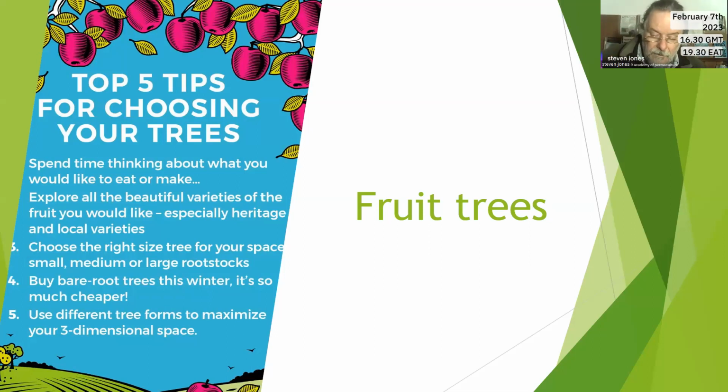Choose the right size of tree for your space, small, medium, or large rootstocks. Okay, we can talk about this a little bit more later on. There's two kinds of fruit trees. Essentially, there are ones grown on their own root, just grown from the pip or the stone. And then there are ones which have been grafted. And grafting is a technique which allows us to set the final size of the tree and also the variety of fruit. So that's an interesting thing. We'll talk about that a bit more.